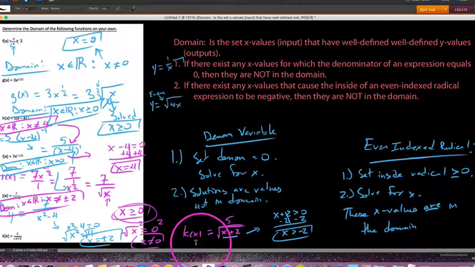So we say the domain. Finish this one off here. The domain. We say x is an element of the set of real numbers such that x has to be bigger than negative 2. And so that is how you will state your domain, and that is how you determine domain.